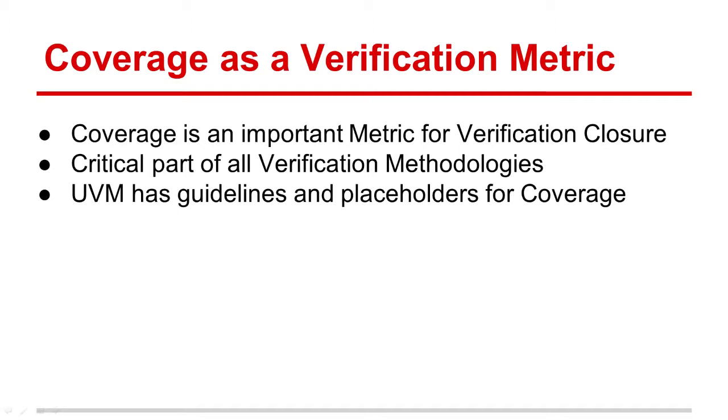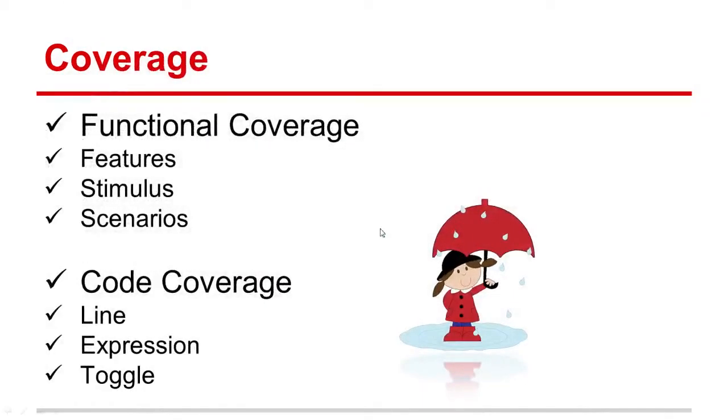UVM has guidelines. It tells you how to do coverage, where to put coverage, and how to write it. It also has some built-in classes to capture it. Functional coverage covers features, stimulus and scenarios. Code coverage covers lines, expressions and toggles. There are two types of coverage: functional coverage and code coverage.